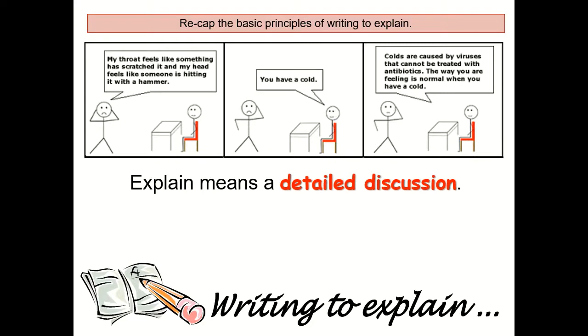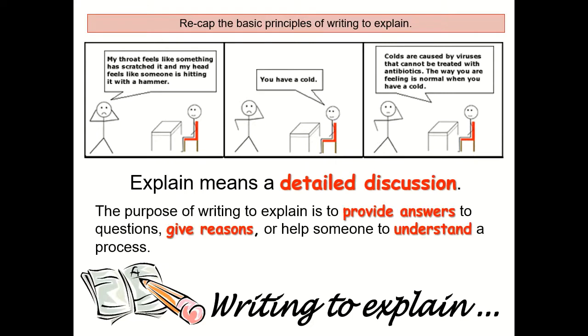Explaining is a detailed discussion. And the purpose of writing to explain is to provide answers to questions and give reasons or help someone to understand a process. A process is a way that something happens.